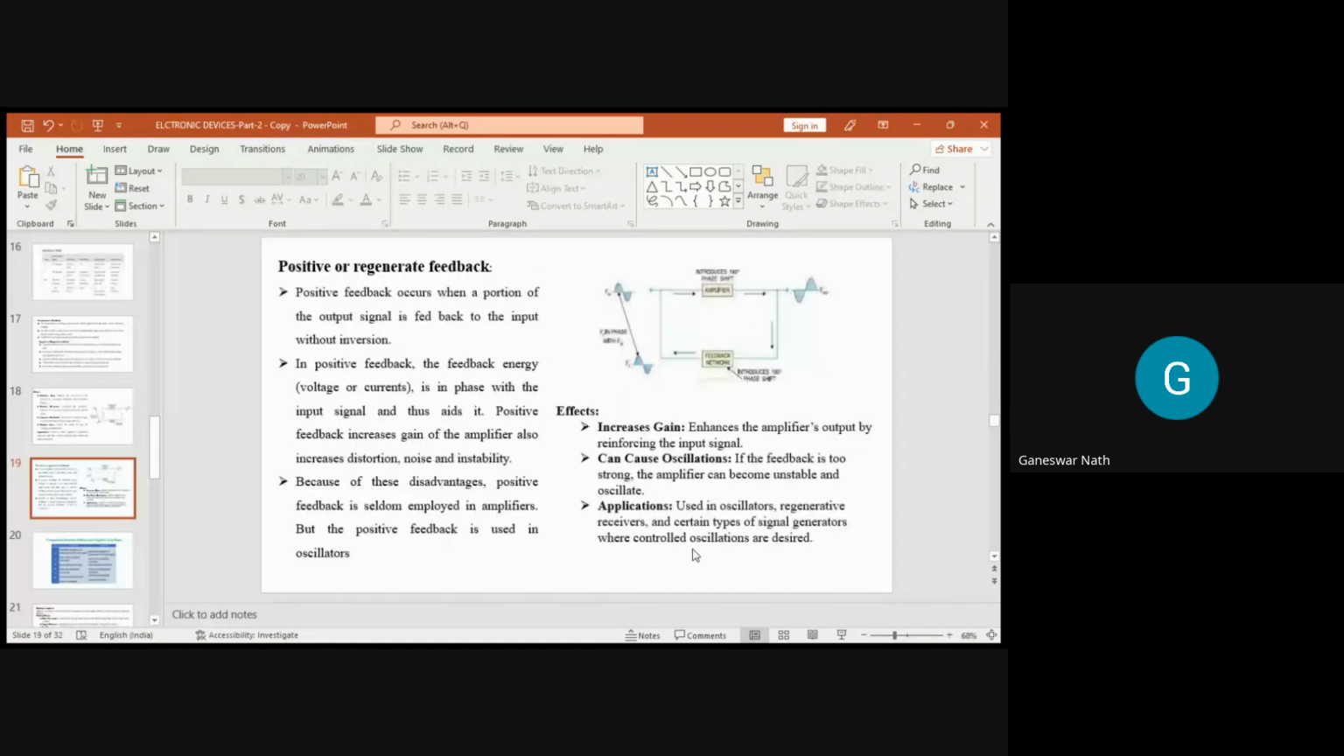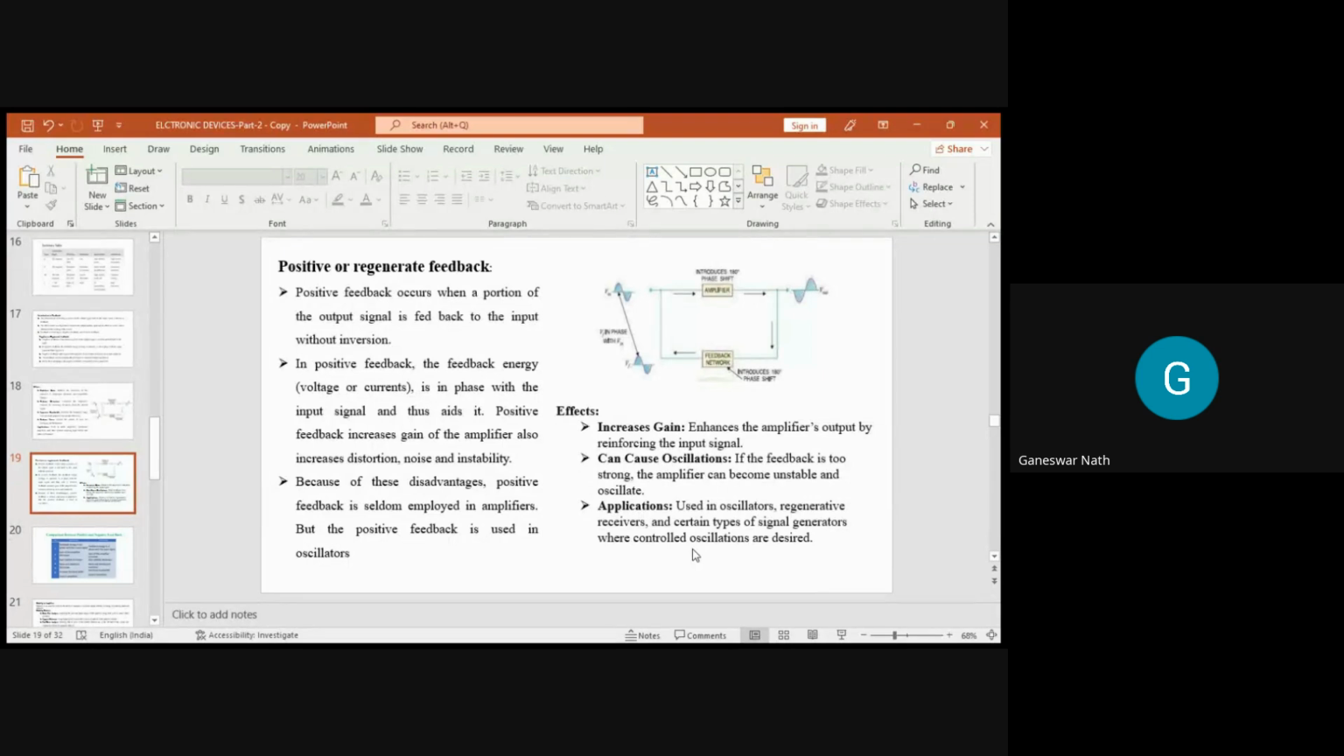Similarly, we can also feed positive or regenerative feedback here. Positive feedback occurs when a portion of the output signal is fed directly without any inversion. That means you can see the diagram. This is the output and direct.